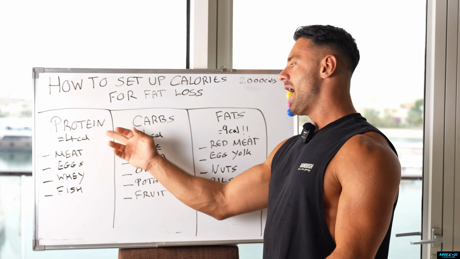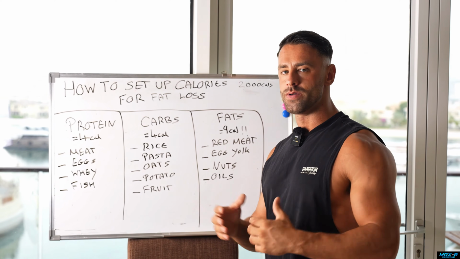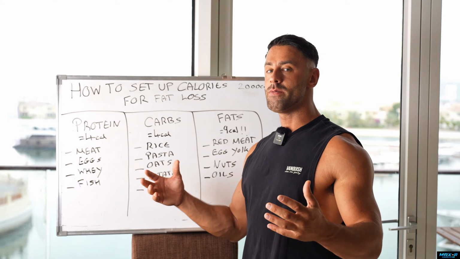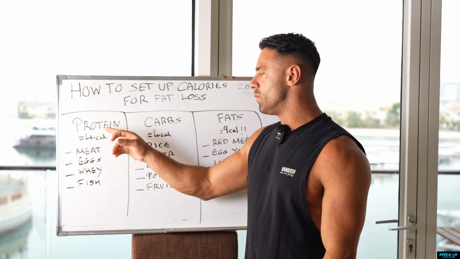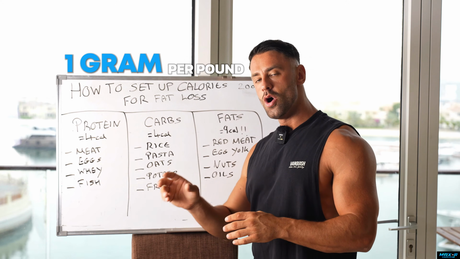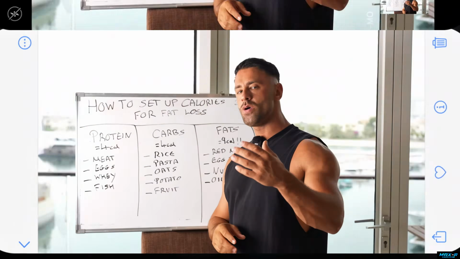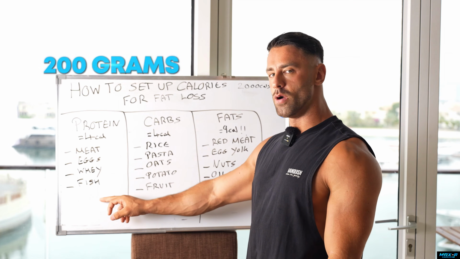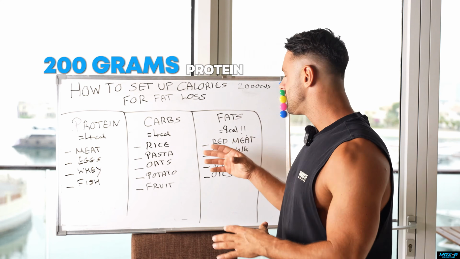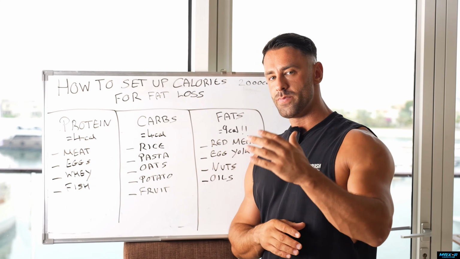In terms of how we set them up for you, imagine you are a 200-pound male or female. 200-pound male, that's about 90 kilos. With our protein, we want to have 1 gram per pound or 2.2 grams per kilo. So if you're a 200-pound male, you would be having 200 grams of protein. Remember that.